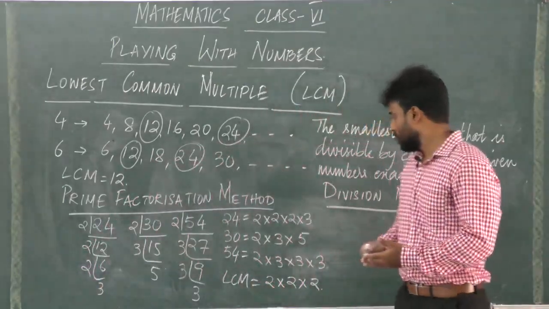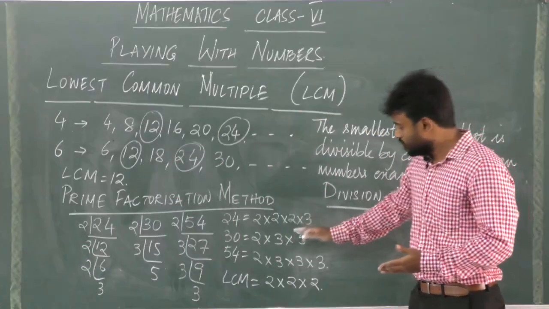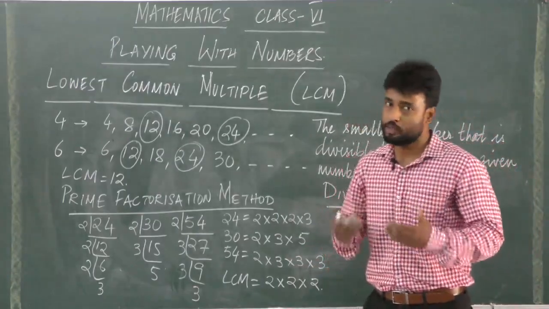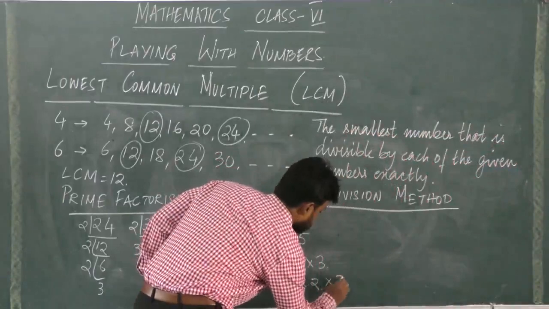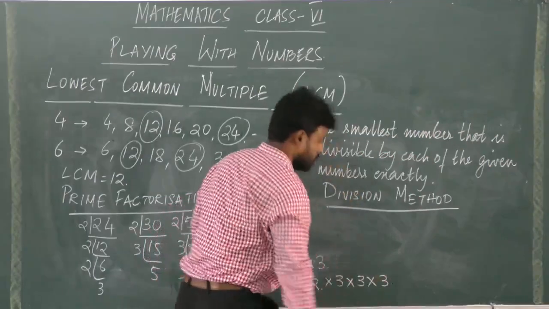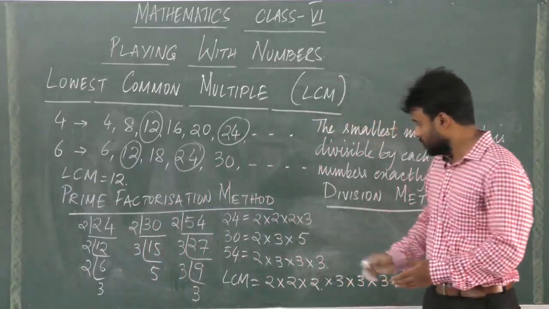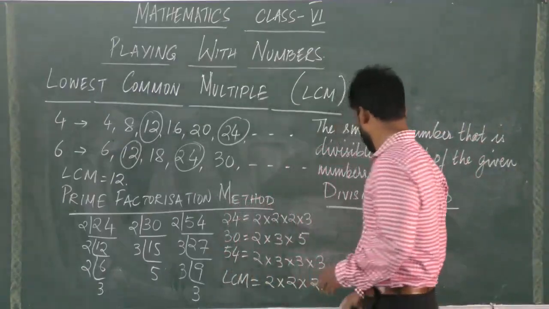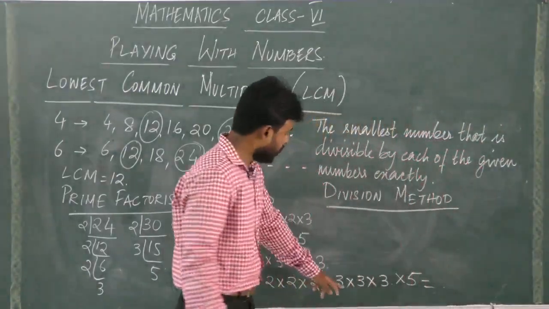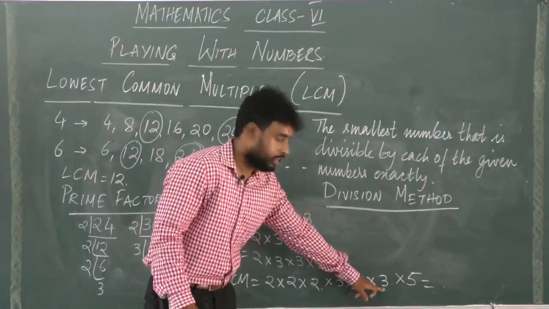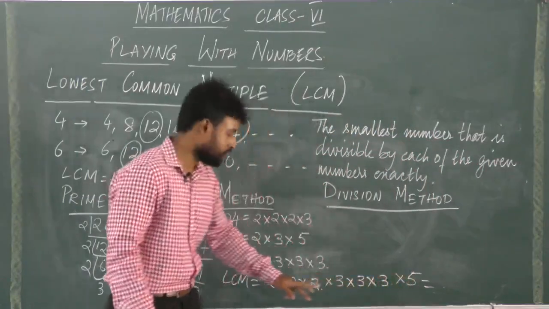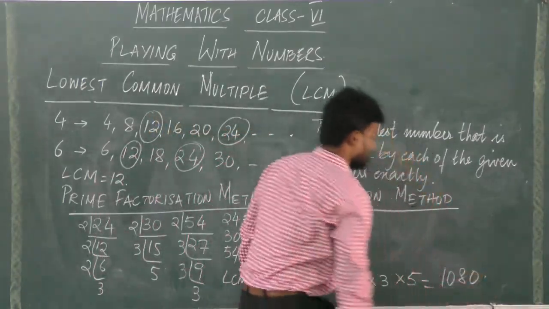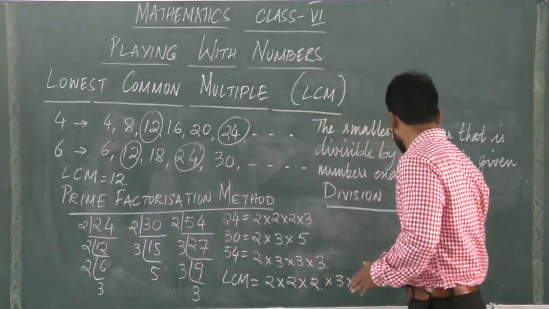Now we'll check 3. 3 is repeated 1 time here, 1 time here, and 3 times in the last. So we'll take the highest number of repetitions, 3 times of 3. 5 is repeated only 1 time, so we'll take 5 here. So 3 into 3 into 3 is 27, into 5 is 135, and 135 into 8 gives you 1080 as the answer. So ultimately the LCM will be 1080.